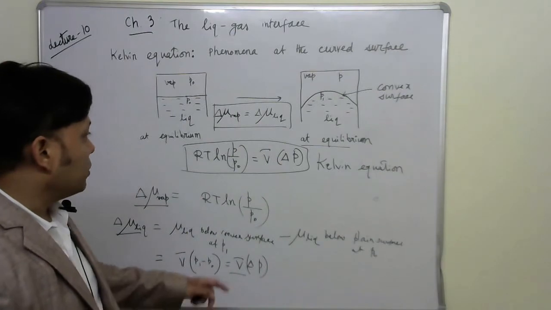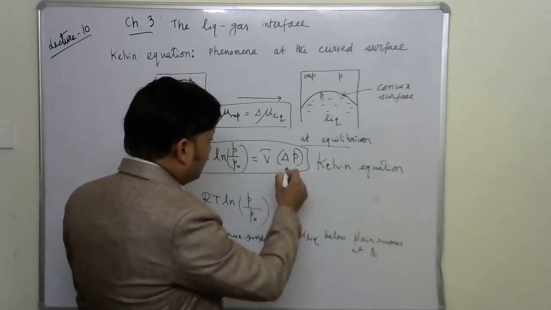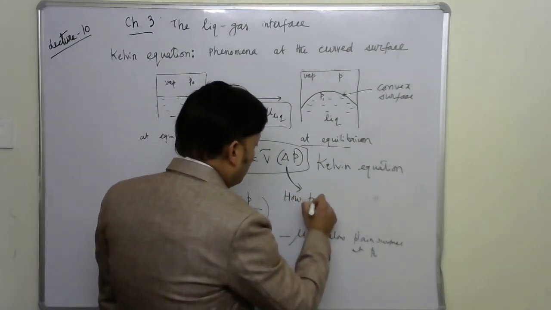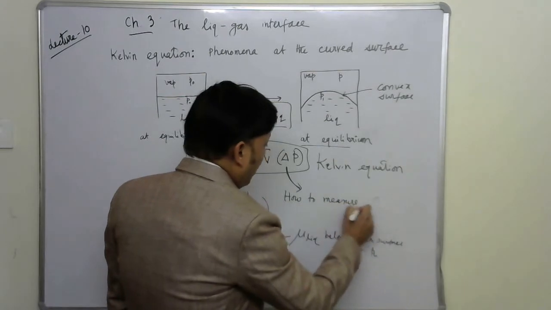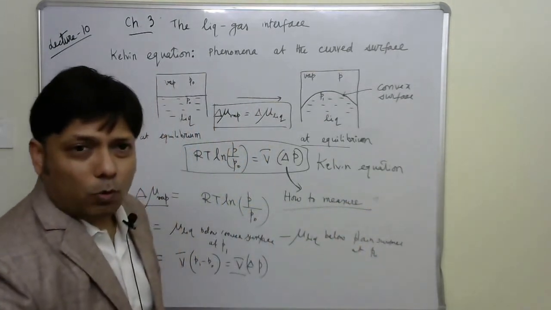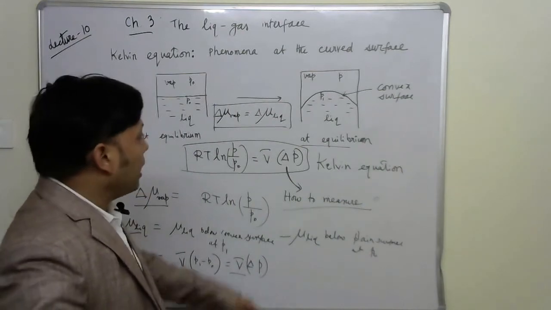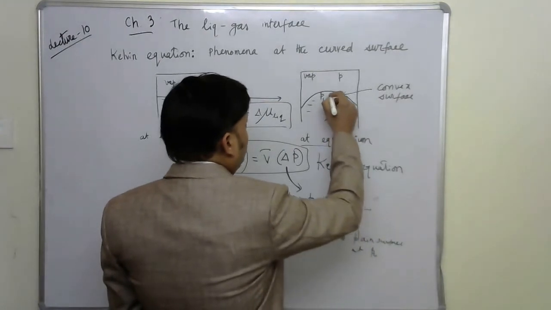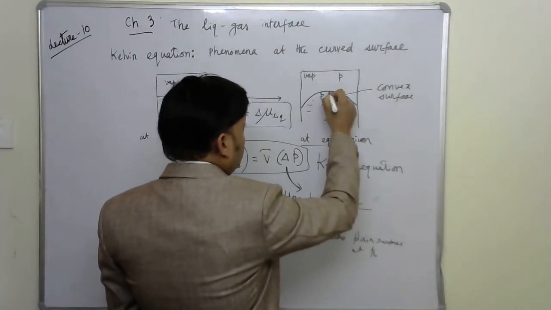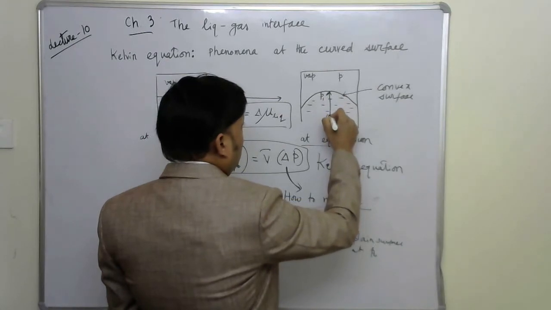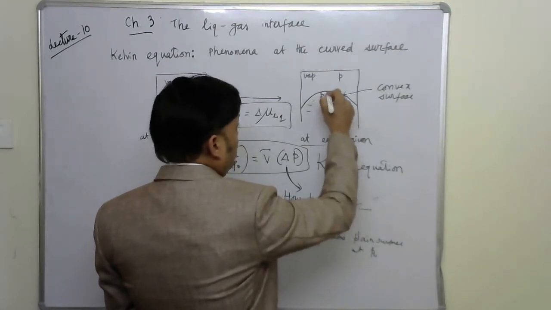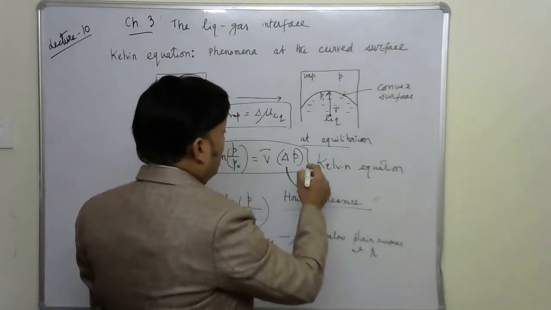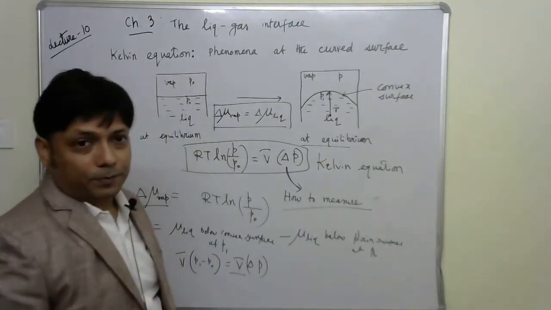So the next question is, can we relate this delta P to something else? Or, how can we measure this delta P? Can it be expressed in terms of some measurable quantity like surface tension or radius of curvature? If it's a convex surface, we can assume that it's spherical, and if this is the center of the curvature, the radius of curvature is r. So can delta P be related to the radius of curvature r?